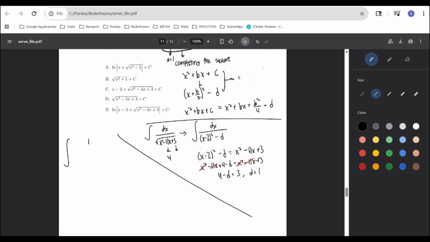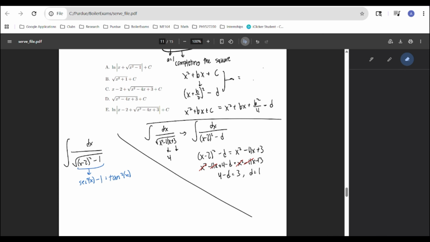Now we can turn our integral into this format: dx over the square root of x minus 2 squared, and then minus 1. And if you're astute in your observations, you may notice that this represents the form of secant squared of x minus 1 is equal to tangent squared of x. So we can use this trigonometric identity to solve this integral.